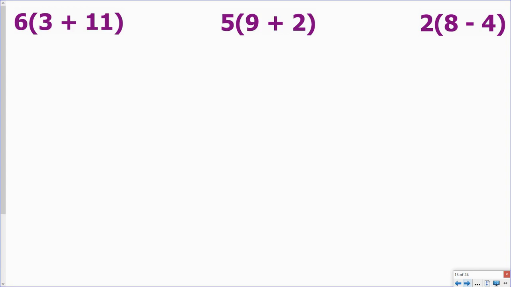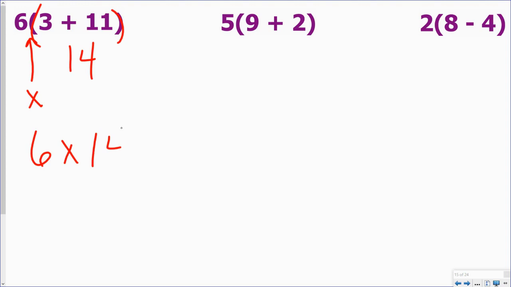So what they tell me is I need to start with the parentheses, and so inside my parentheses here, I have 3 plus 11, which gives me 14. And if we notice, there is no operation symbol between the 6 and the parentheses, and that always means multiplication. And so my problem here becomes 6 multiplied by 14, which gives me a total of 84.